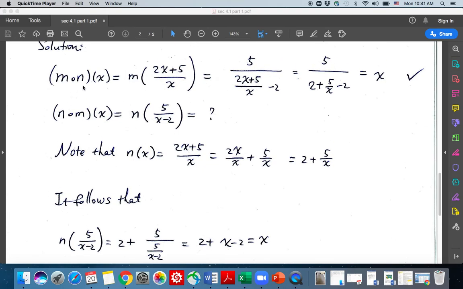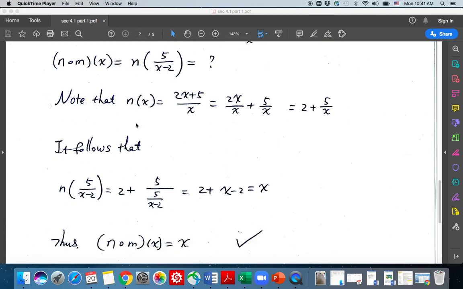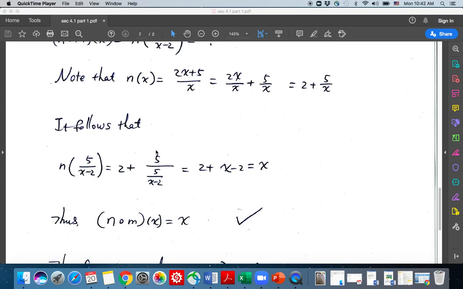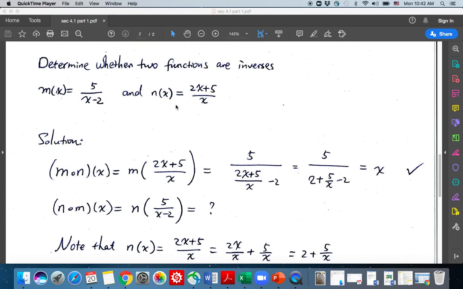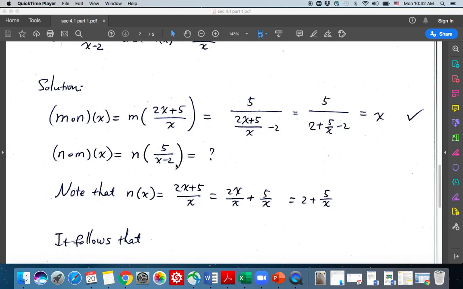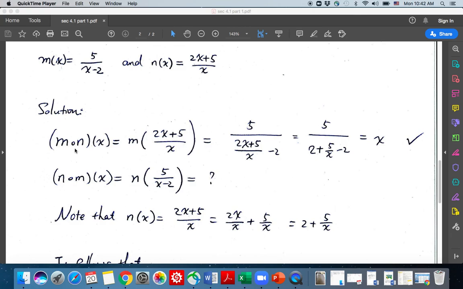No matter which order you do it, you start from n, then do m, or start from m, then do n. Eventually, the effects are all going to be cancelled out from these two functions. So by definition, we're going to conclude these two functions, m and n, are inverses of each other. So basically, to check whether two functions are inverses, you're going to check these two composite functions. And you do it in different orders. Eventually, if all get back to x, then we can conclude by definition these two functions are inverses.